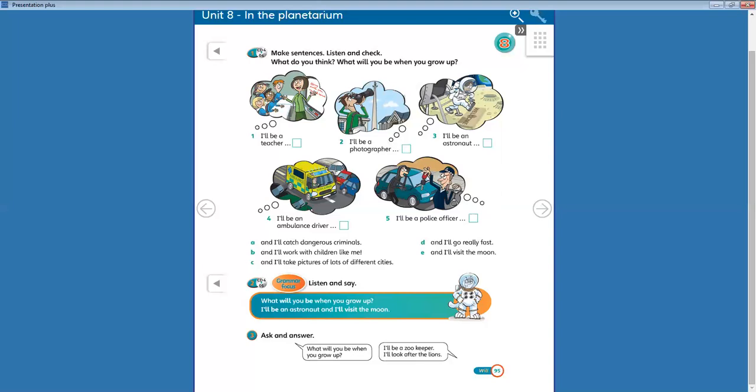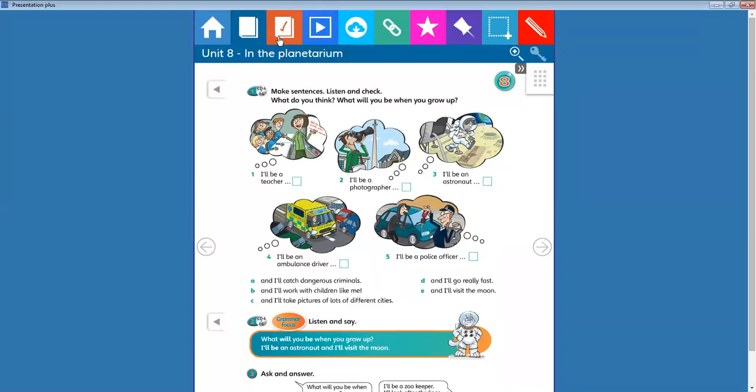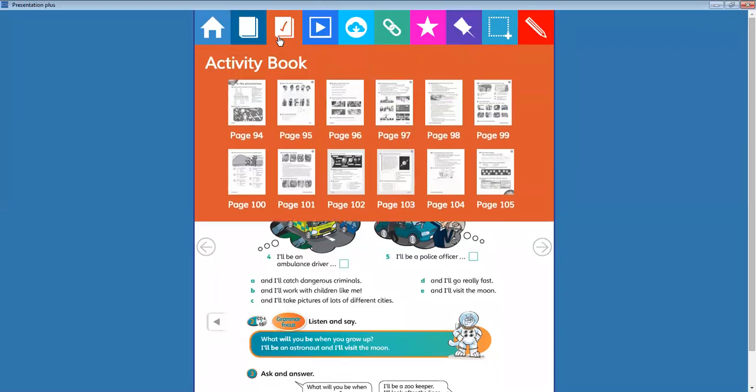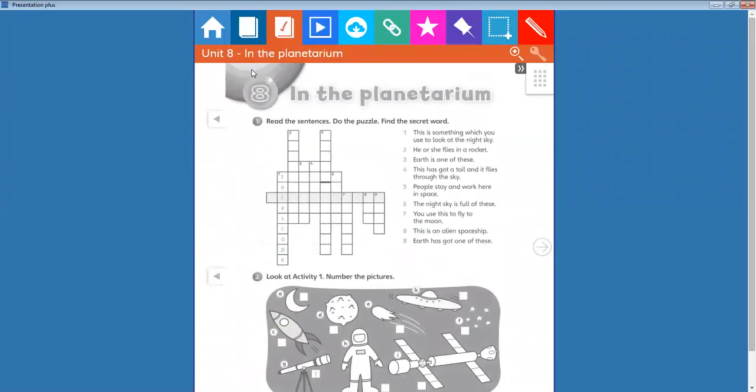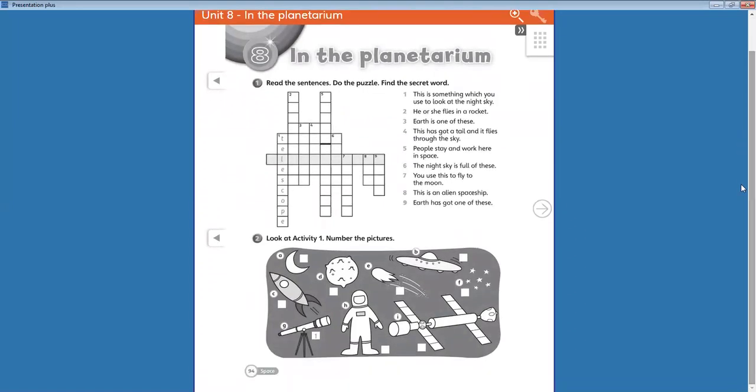Now let's take some exercises from the workbook. So the first page is for vocabulary. The first exercise here, we have to read these sentences and do this puzzle or complete this crossword. Okay? Here we have sentences 1 to 9. And also here we have numbers from 1 to 9.